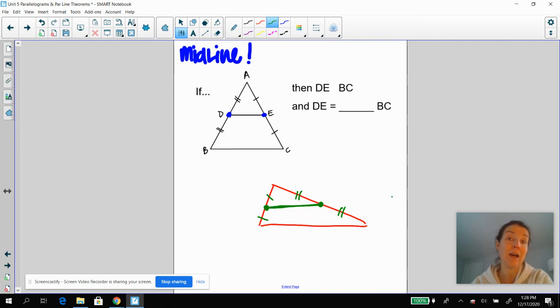And the midline has some pretty cool properties, and you can kind of see it here. So here's our if-then statement. This is what we call the midline theorem. So if I know that I have the midline, then I know that my midline, DE, is going to be parallel to BC. So I know that DE and BC are going to be parallel to each other. And even cooler, I know that DE is going to be half of the base. And that always happens in every triangle. So the midline is going to be parallel to the base, and it's also going to be half the base.